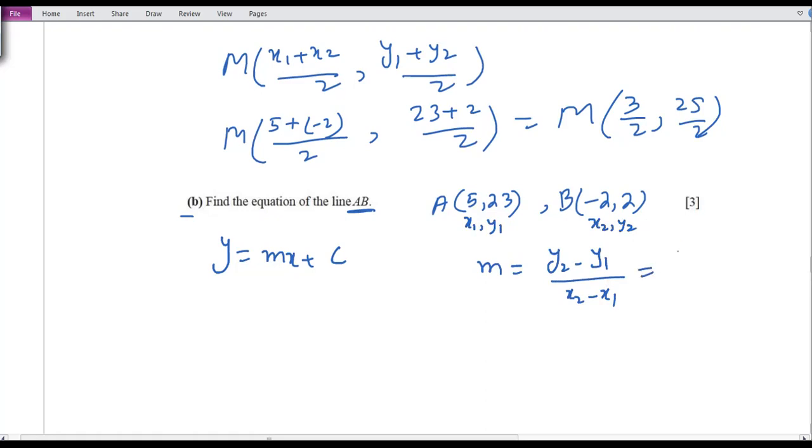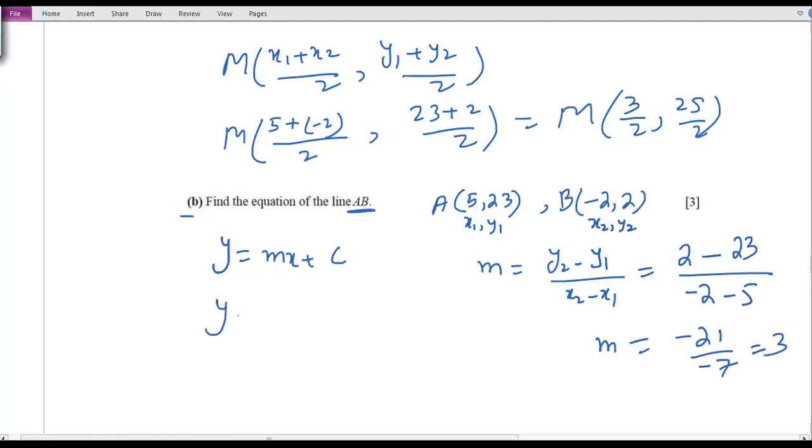So write the values. It will be 2 minus 23 over minus 2 minus 5. So it will become minus 21 over minus 7, which will be 3. So it means the value of m is 3. Put this value of m here. We will have y equal to 3x plus c.